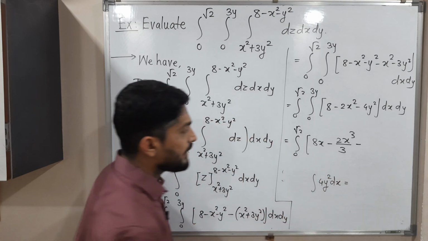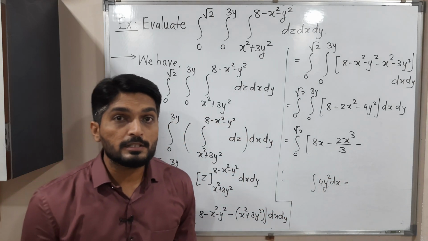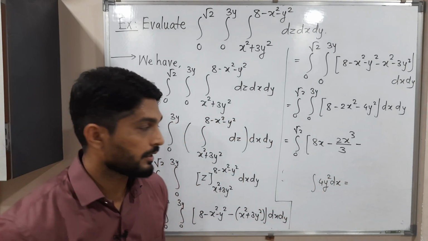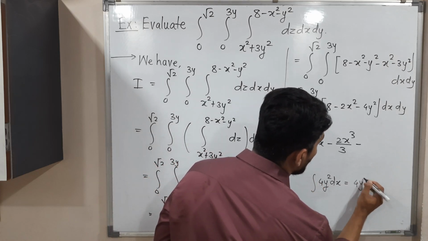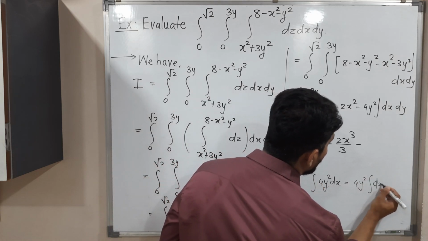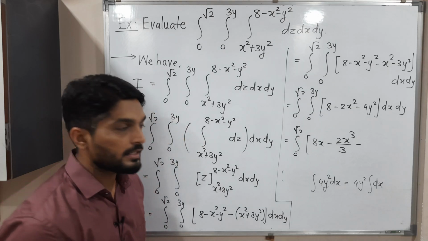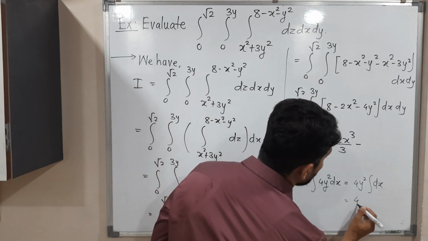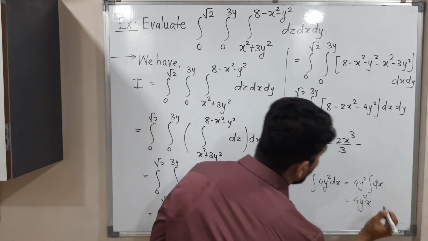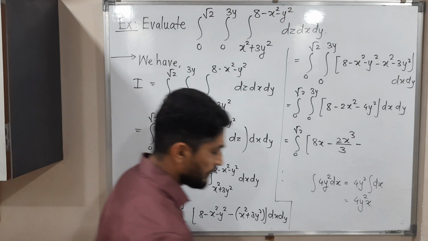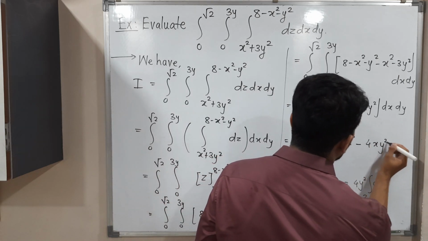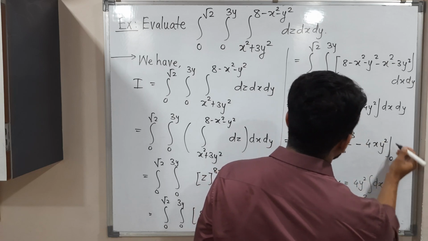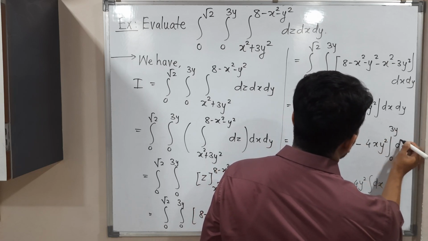dx. But see, we are integrating with respect to x, that means y is constant and we always take constant outside. So 4y square will come outside, we have dx only. Integration of dx is x. So this is 4y square x. That's it. This is the integration, right? Let me write minus 4xy square. I should write the limits 0 to 3y dy.